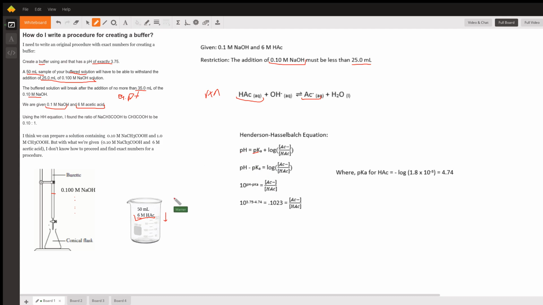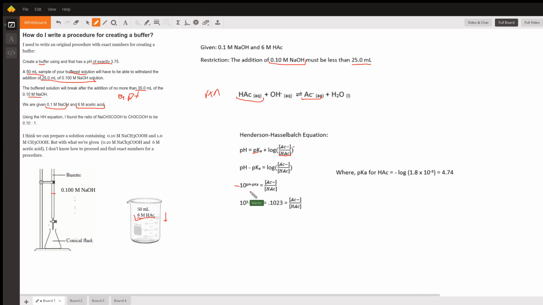We're at a point where it's going to be before it reaches the equivalence point. So we can expect that the AC minus is going to be still less than the amount of HAC needed. So we subtract the pKa from the pH, and we exponentiate to base 10 in order to cancel out the logs. We're at this point right now.